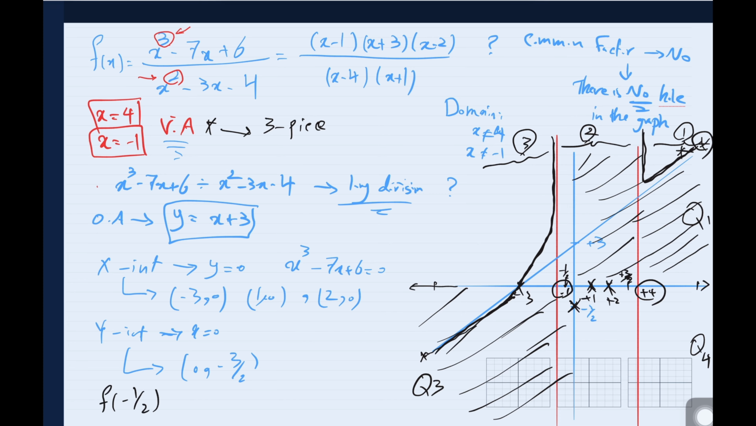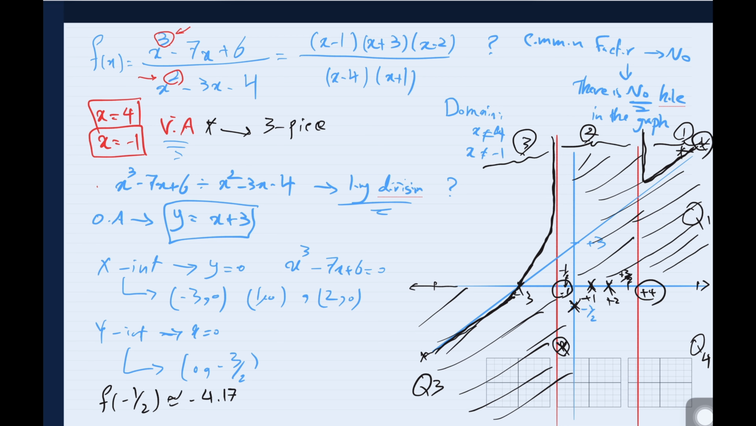For f(-1/2), the y amount would be almost -4.117, which is a negative number. So for x equals -1/2, the y coordinate of this point will be a negative number. It's like somewhere here, for example. So this point is the y coordinate of this x.